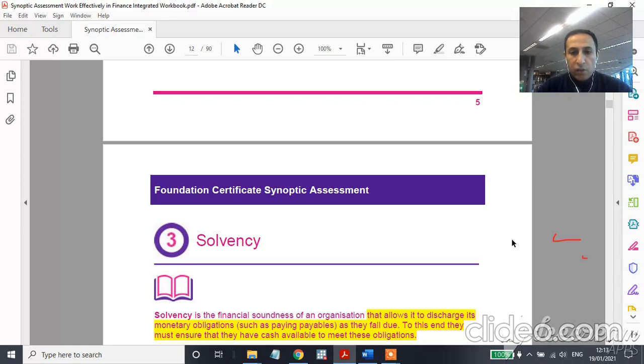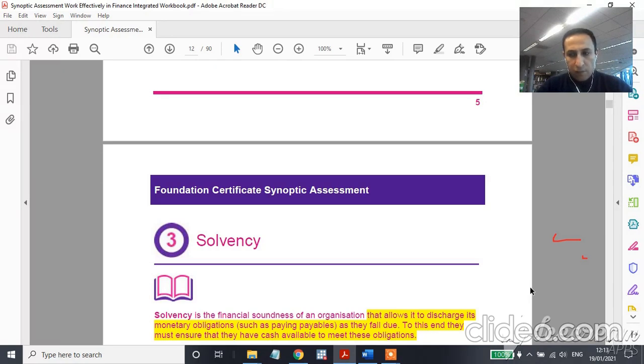Without cash, it is impossible to survive. Okay, any organization or anybody, even a human body. You are unable to survive without cash. So cash is the lifeblood of a company. Why is cash necessary? It is necessary to have enough cash to, for example, pay your suppliers and pay the wages of your staff. So it is necessary to have sufficient cash.